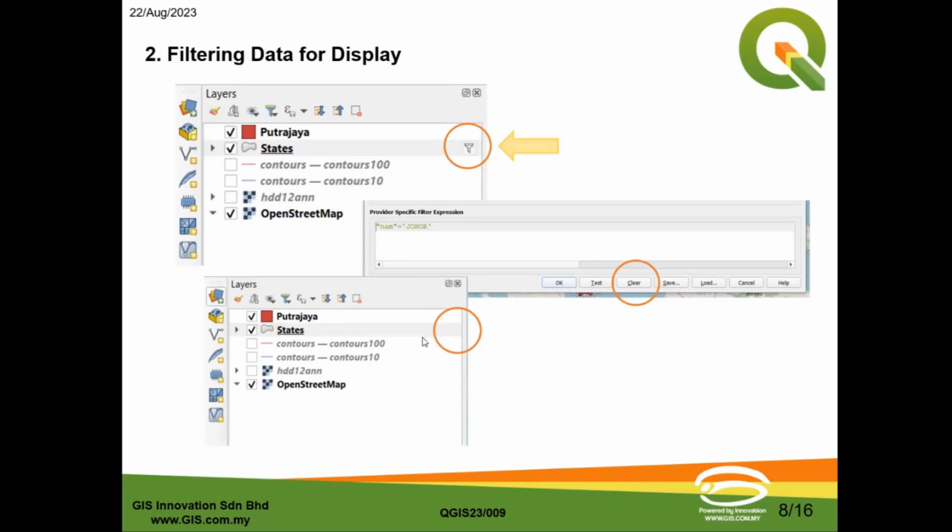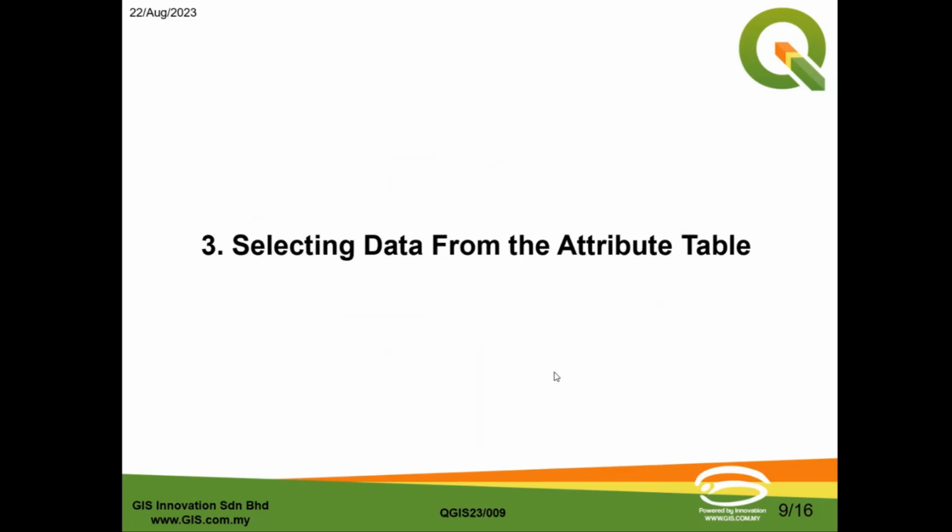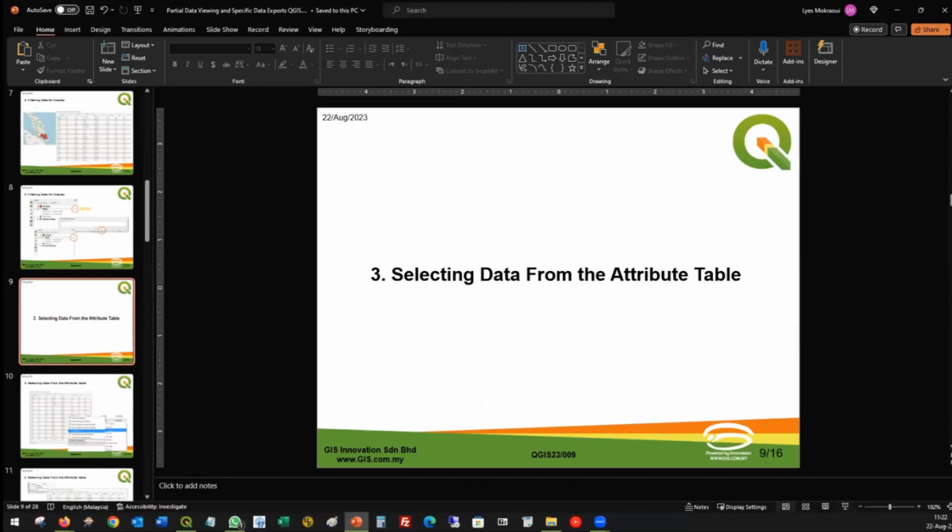When you take a look again at the layer list, you will see that the icon for filtering is no longer appearing, meaning that the data displayed is the full data and not only a subset of the data. Okay, let's give it a try on QGIS.